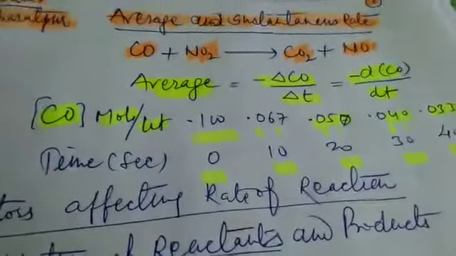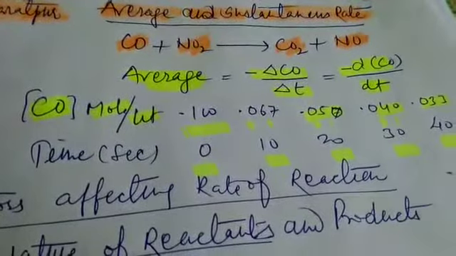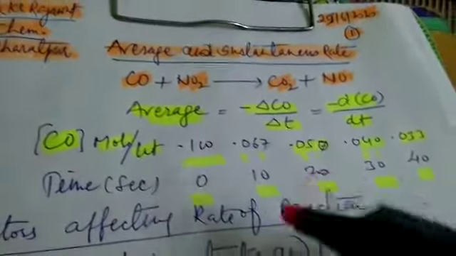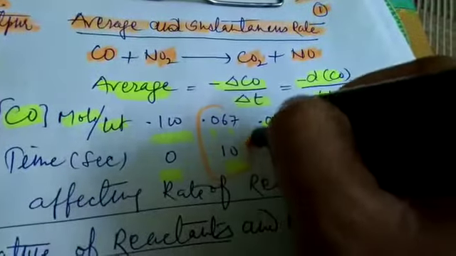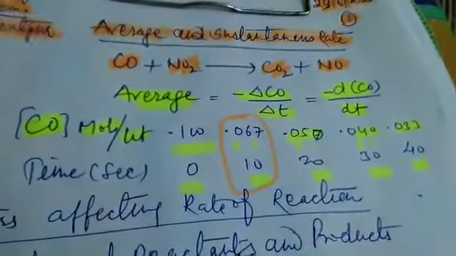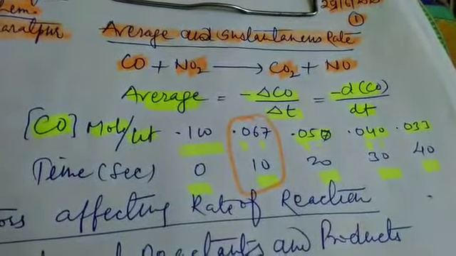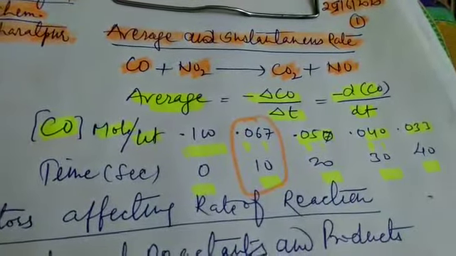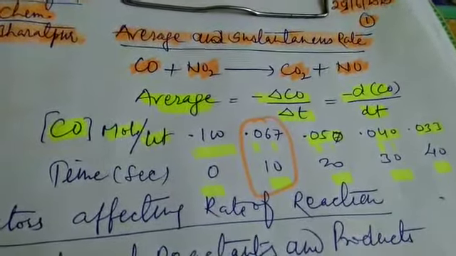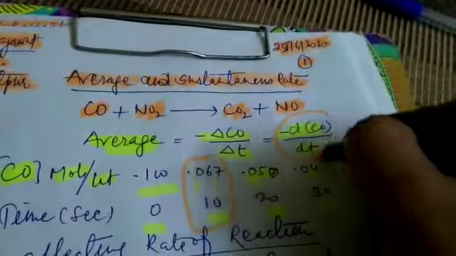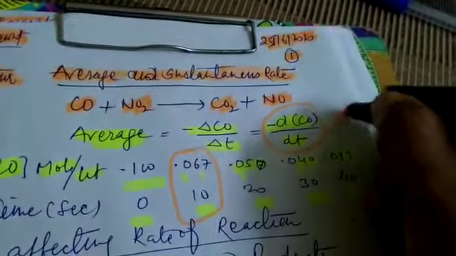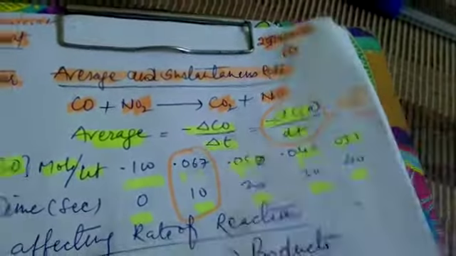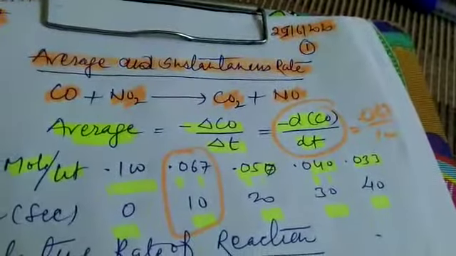Now if you want to calculate the instantaneous rate, then the concentration at a particular time will be taken. For instantaneous rate, the concentration at a particular time will be taken. So the instantaneous rate of this reaction will be delta CO upon delta T, which will be 0.067 upon 10. This will be instantaneous rate.